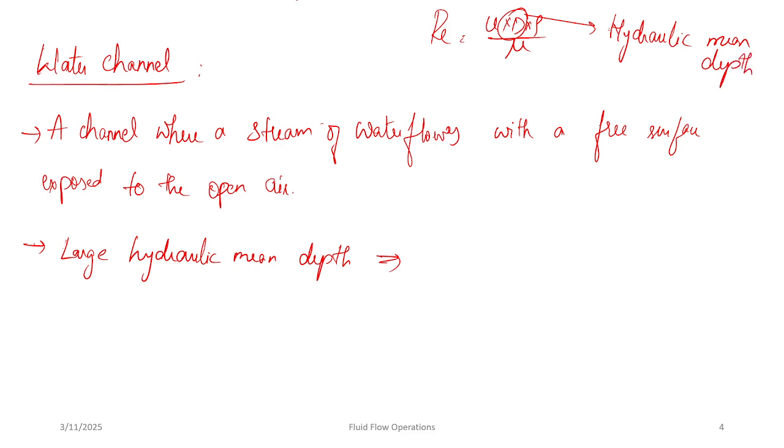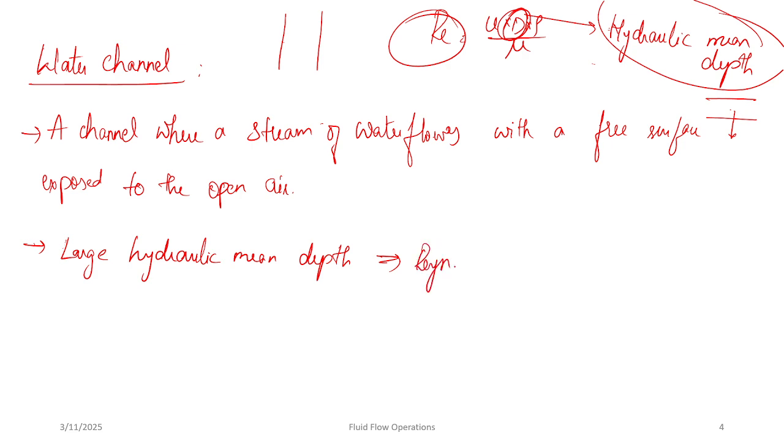You can also consider a water canal as a water channel. Whenever these water channels or canals are flowing, they will have a depth instead of a diameter, so over here we'll consider the hydraulic mean depth. If these channels have a large hydraulic mean depth, that means the Reynolds number will be very high. This also implies that the flow will be turbulent.